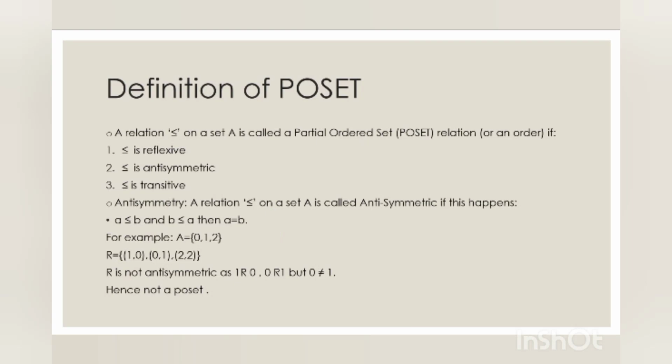Let's take an example. A is equal to {0, 1, 2} and the relation is 1 is related to 0, 0 is related to 1, and 2 is related to 2. Here R is not antisymmetric as 1 is related to 0 and 0 is related to 1, but 0 is not equal to 1. Hence, it is not a poset because it is not satisfying this condition. Let's go to the next slide.